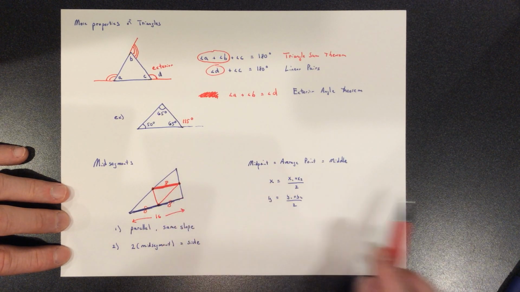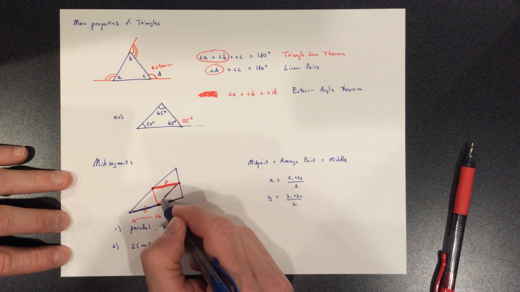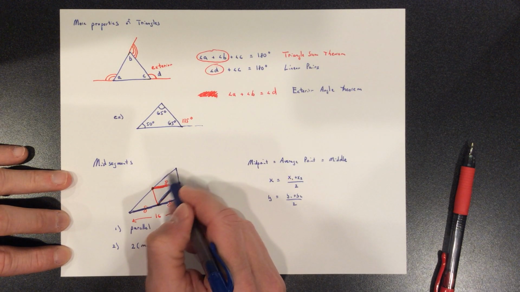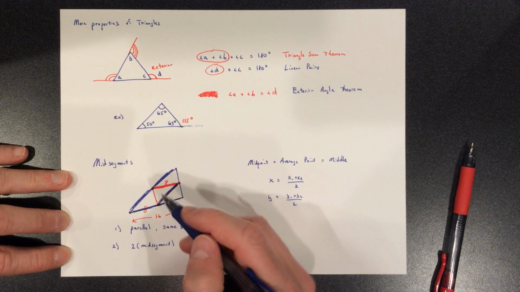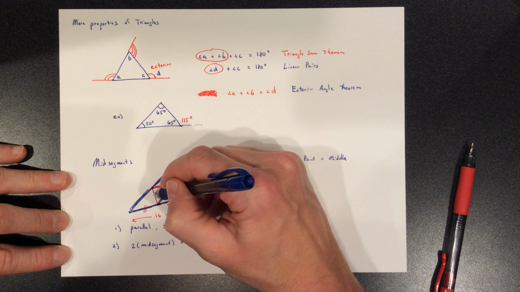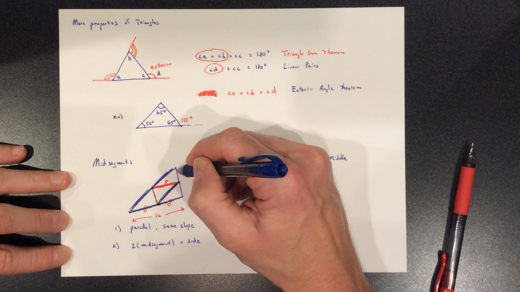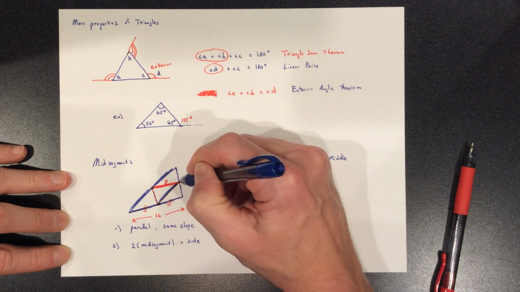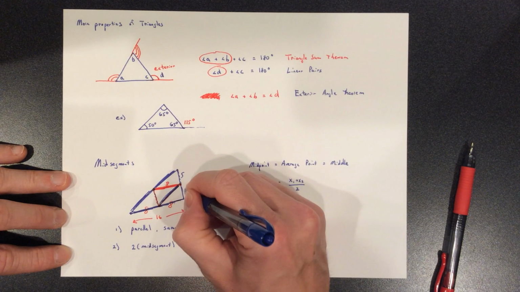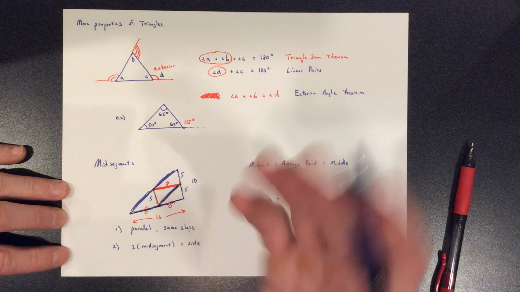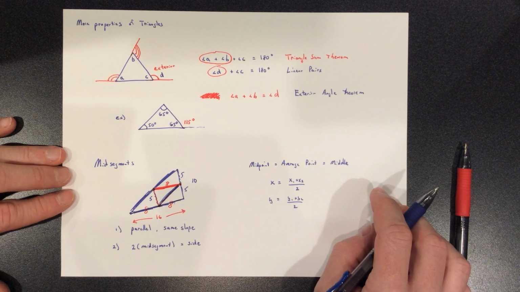So there's that mid-segment, but then there's this mid-segment. This mid-segment is parallel to that side and half of its size. This mid-segment, which I'll maybe make a dotted line, is parallel to this side and also half of its size. So if that side is 10, we know that's 5, and that's 5, and that's 5, and we can do all sorts of stuff with mid-segments as well.